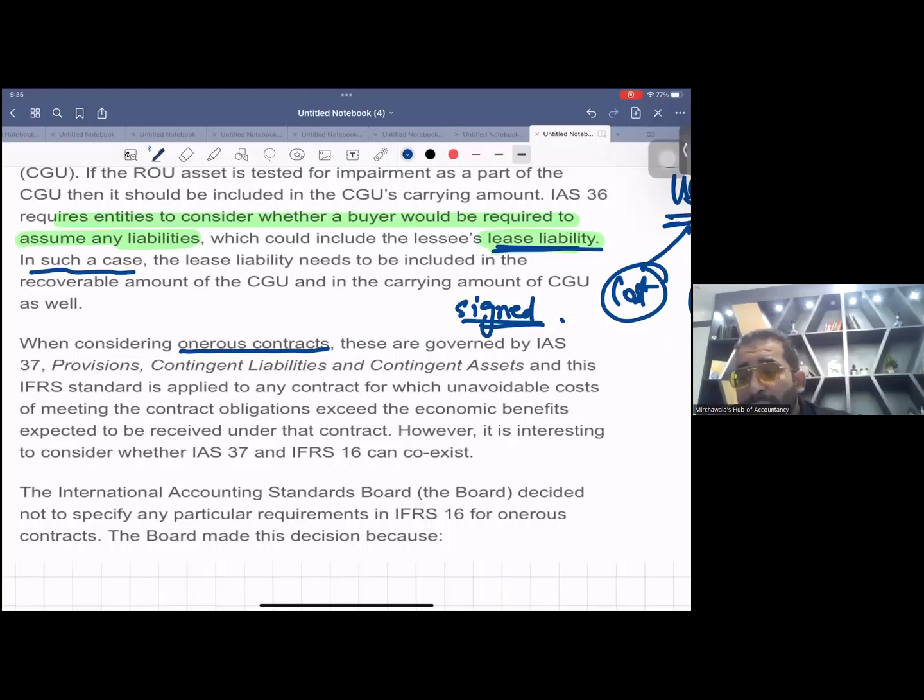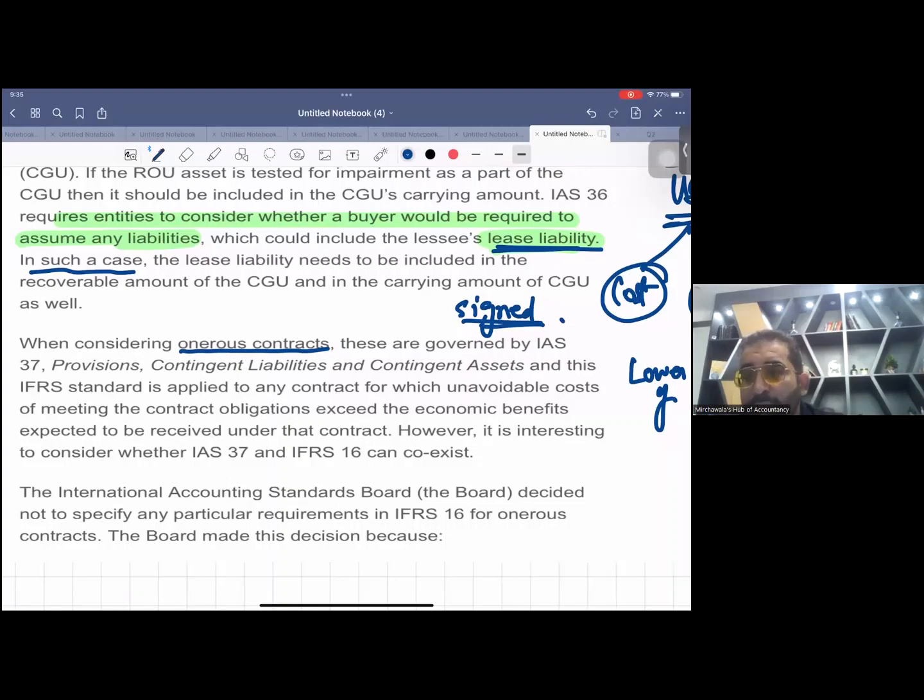Now how to book the provision? You remember I taught you in the class, lower of. You used to pick two things. Number one, the future committed rentals which you have to pay, take the present value of those. On the other side you write the penalty, and whichever amount is lower, you book that as the provision for the onerous contract.